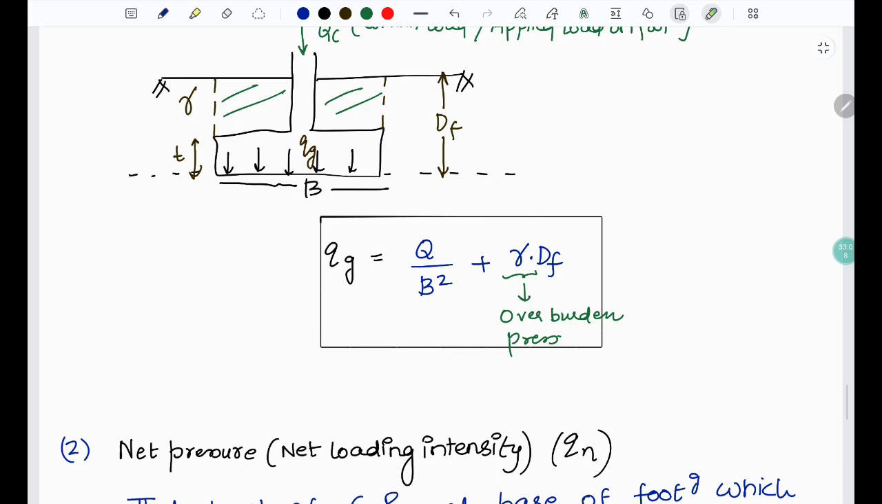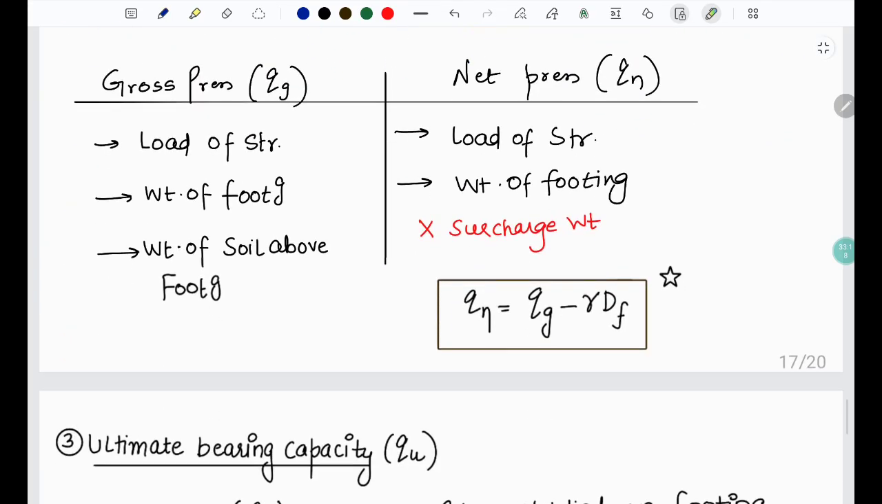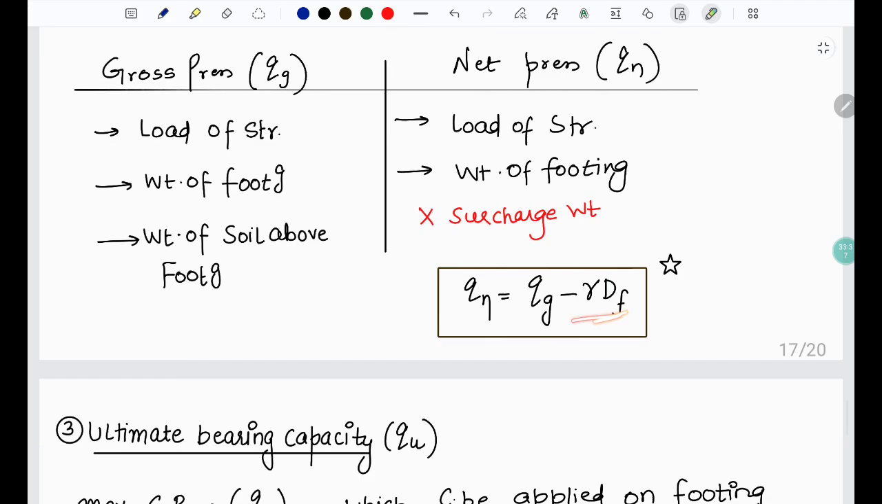So if in this term we reduce the surcharge weight of the soil or the overburden pressure, we get the net pressure. So what do we account in the gross pressure? It is the load of the structure, it is the weight of the footing, and it is the weight of the soil above footing. If you remove the weight of the soil above footing from the gross pressure, then you get the net pressure on the footing. So q_n is given by q_g minus gamma D_f.